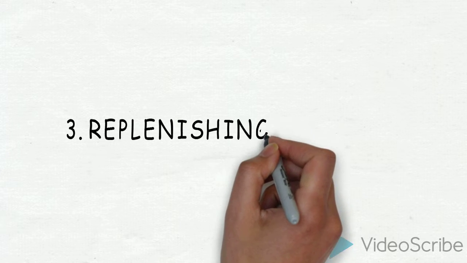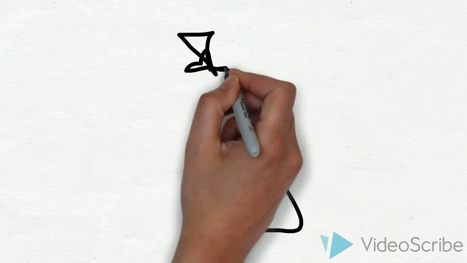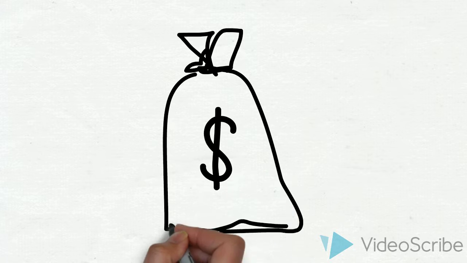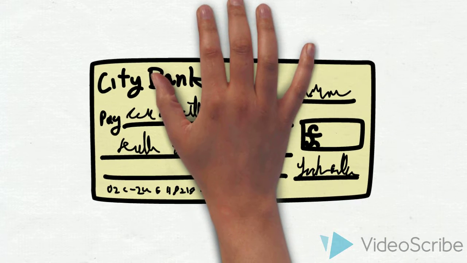Step 3. Replenishing the fund. After we spend our petty cash, we have to replenish the fund. In order to do this, we count the remaining petty cash in the fund and we cash a cheque for the money that has been spent.